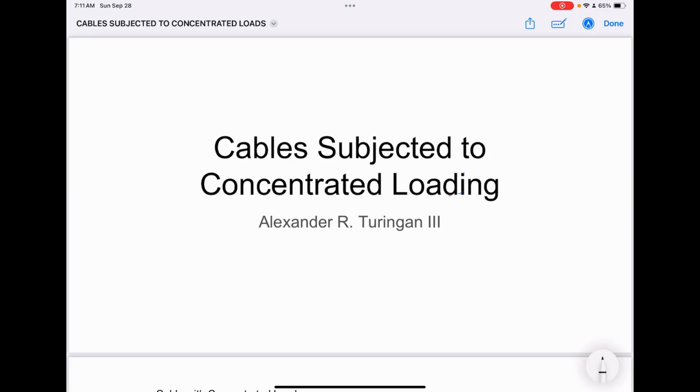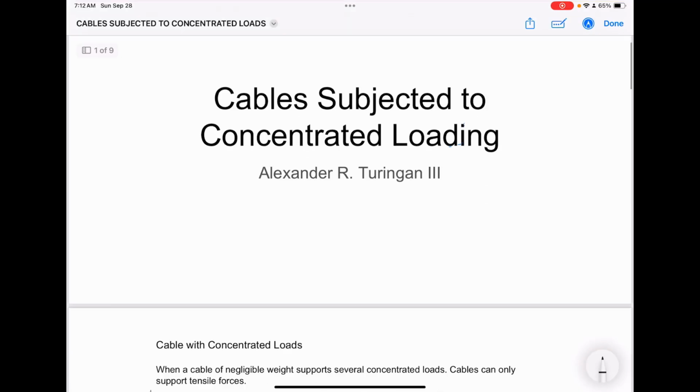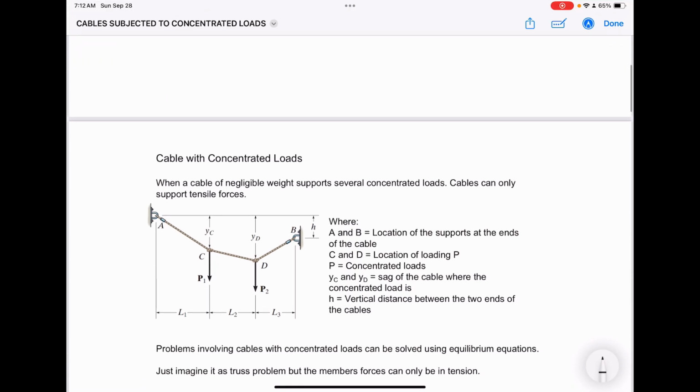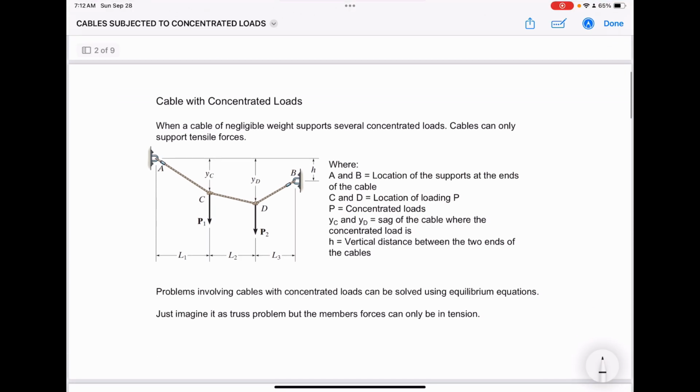So good morning. Cables subjected to concentrated loading. Cables with concentrated loads. When a cable of negligible weight supports several concentrated loads, cables can only support tensile forces. So we should remember na tensile forces lang ang pwede masupport ng cable.